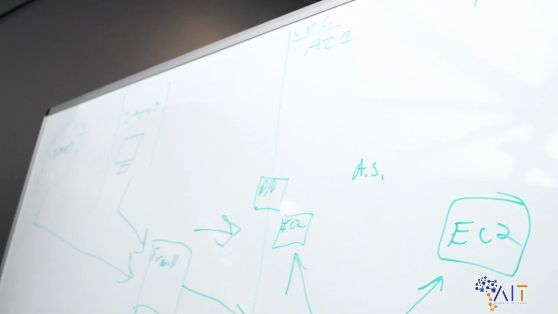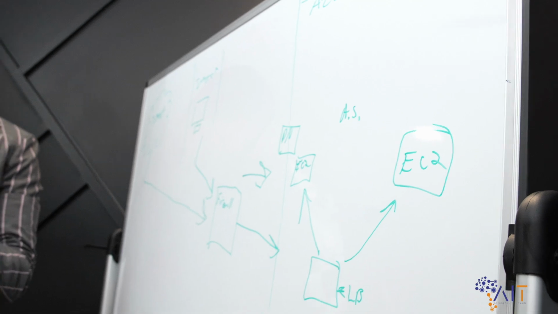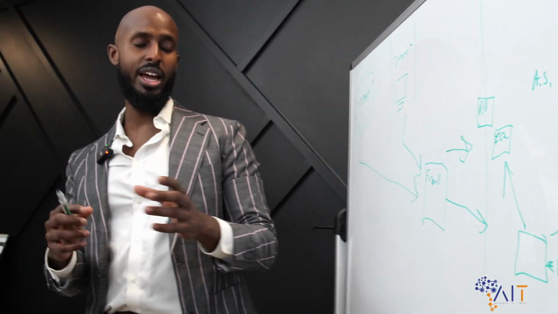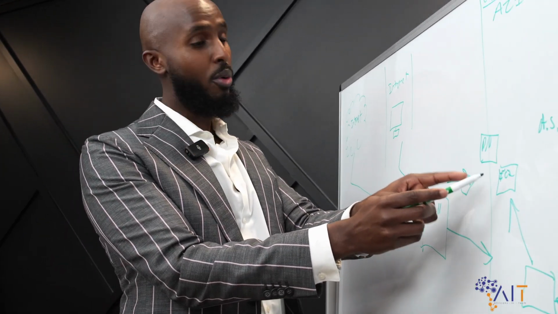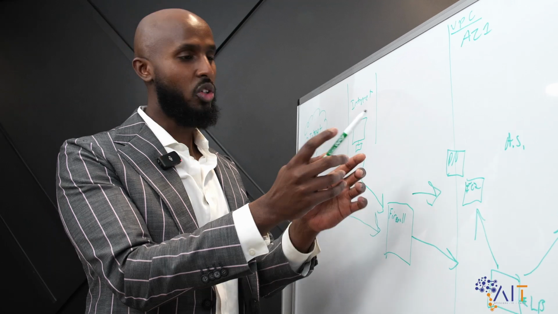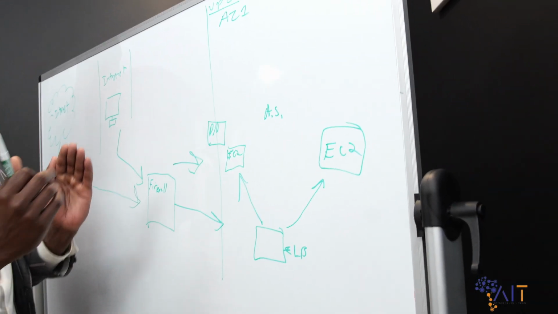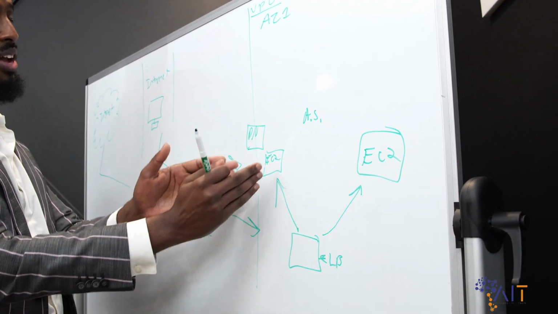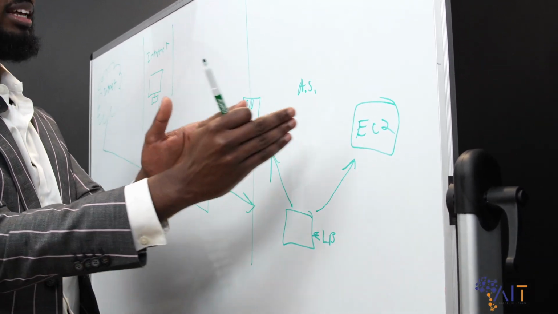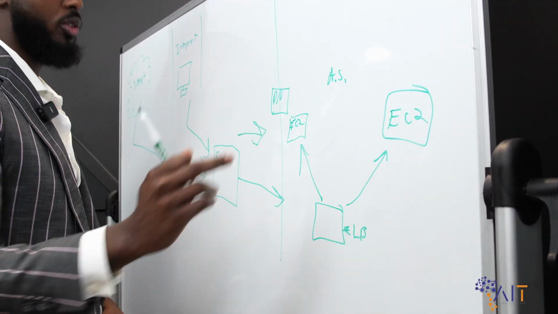The difference between a vertical scale in cloud versus horizontal scale is that vertical scale is saying, hey, I have a small server, I want to make this a large server. So you're increasing the underlying hardware. But here, this is a horizontal scaling, meaning we replicate what we already have. I already have a small server here, and I want to replicate that to the second server here using auto scaling groups.